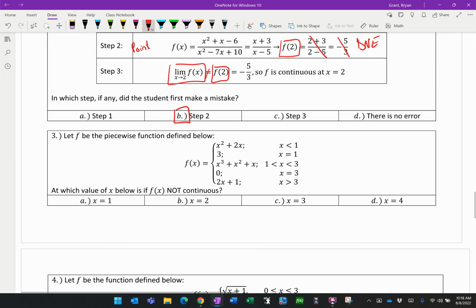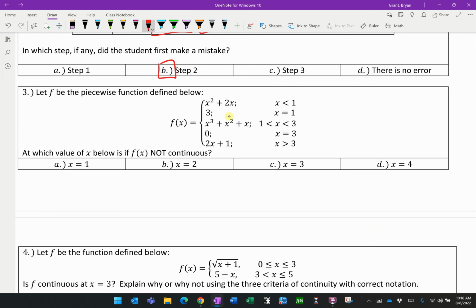All right, let's look at 3. Let f be the piecewise function defined below, at which value of x below is f of x not continuous. All right, so there's only going to be, let's look at maybe all the branches first, right? We can see these 5 different branches. We should notice that those 5 branches are all individually continuous functions, right? Parabola, horizontal line, cubic, horizontal line, diagonal line. All of those you never have to pick up your pencil.